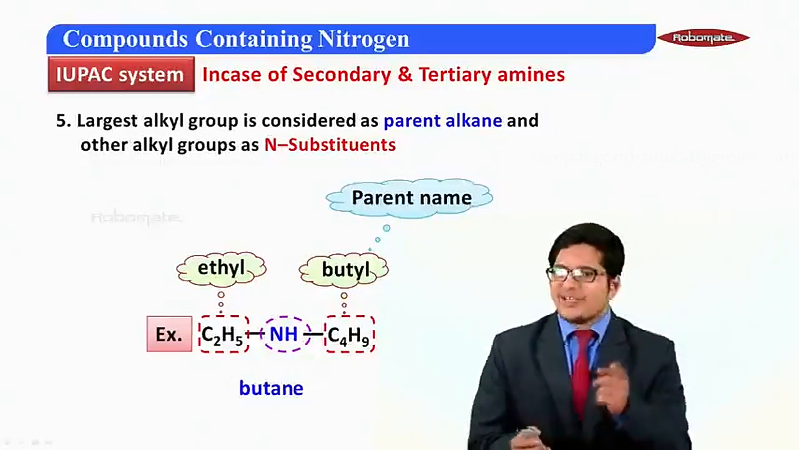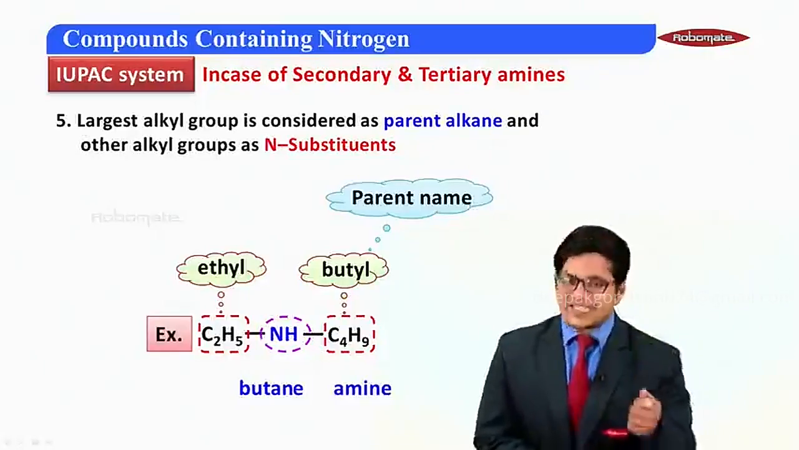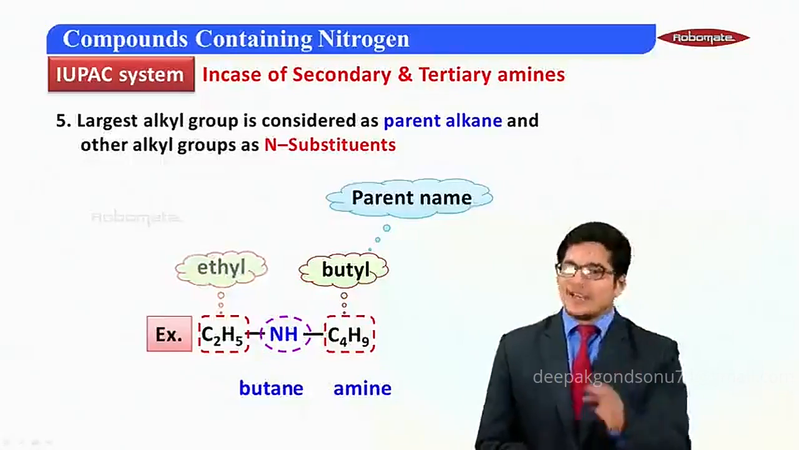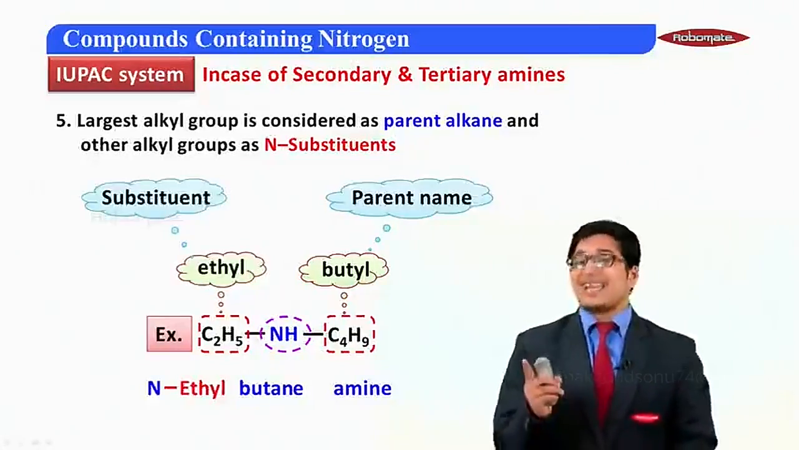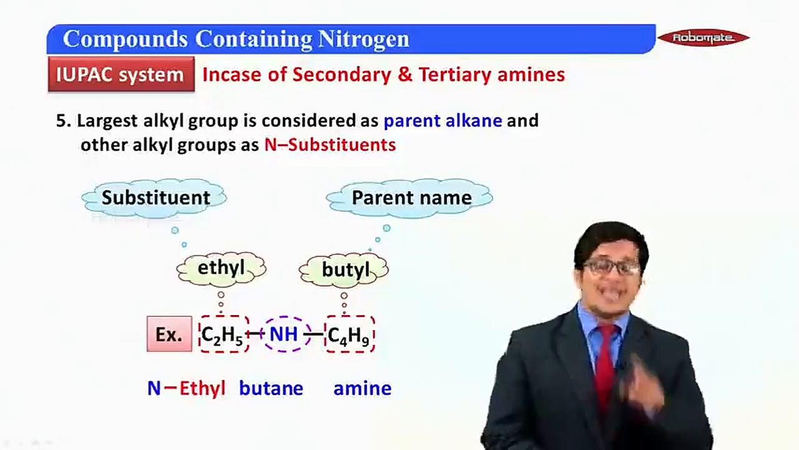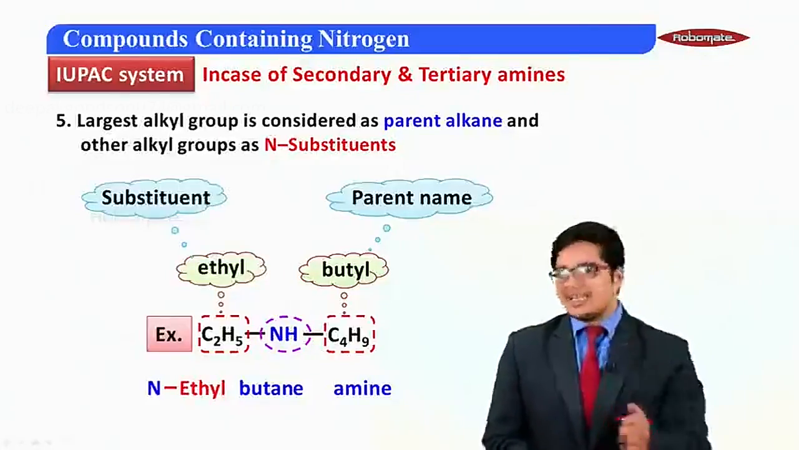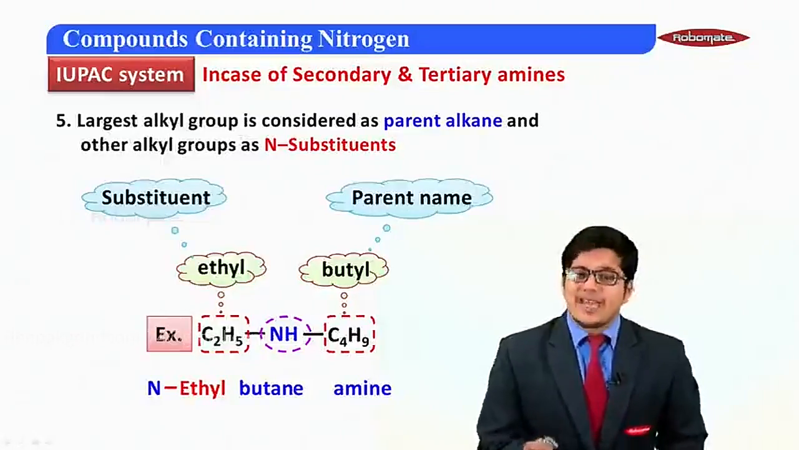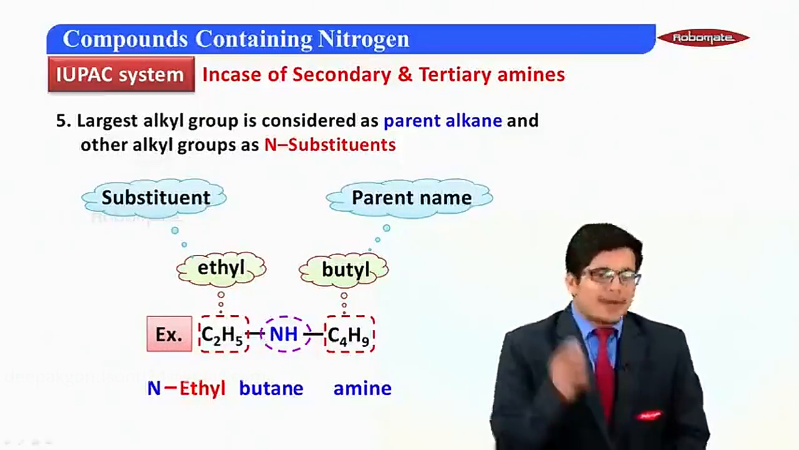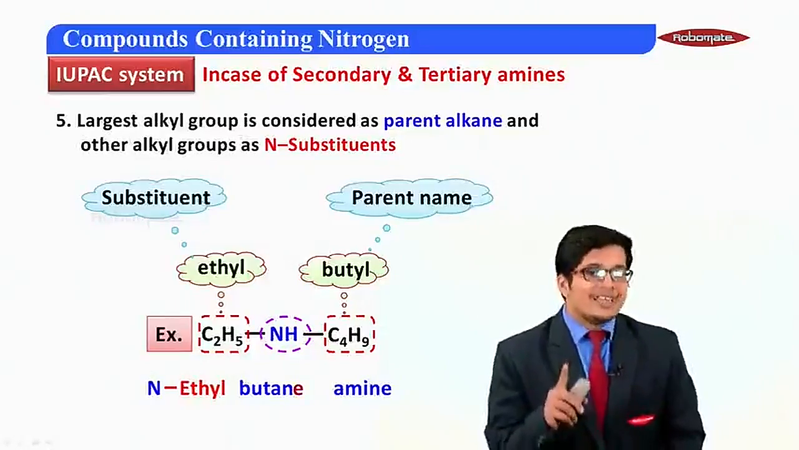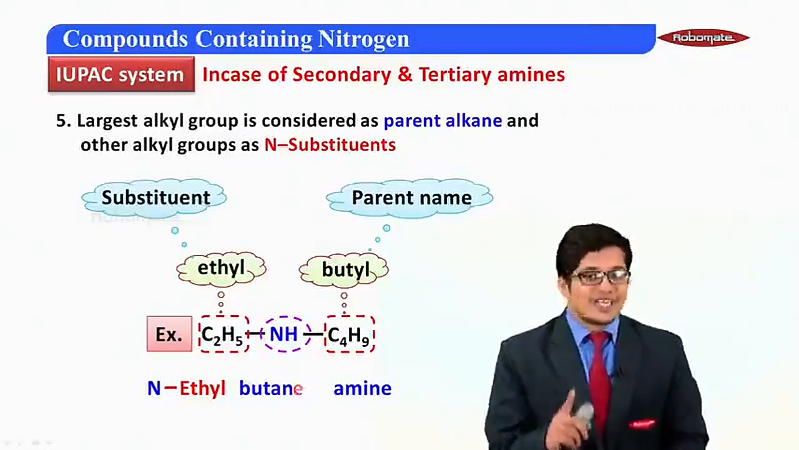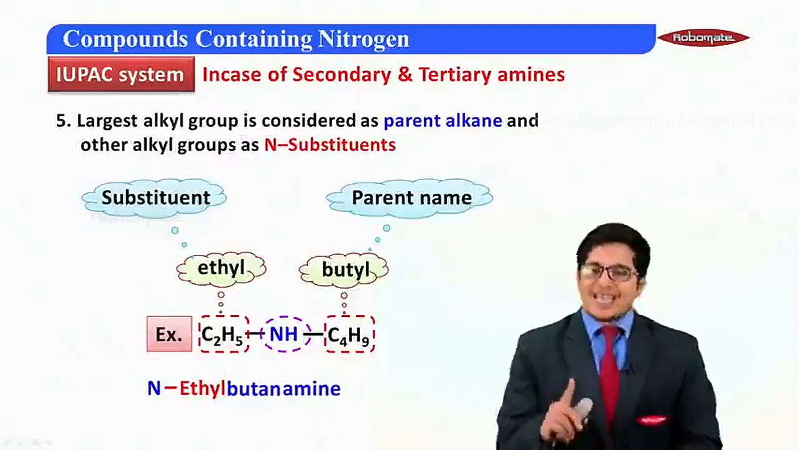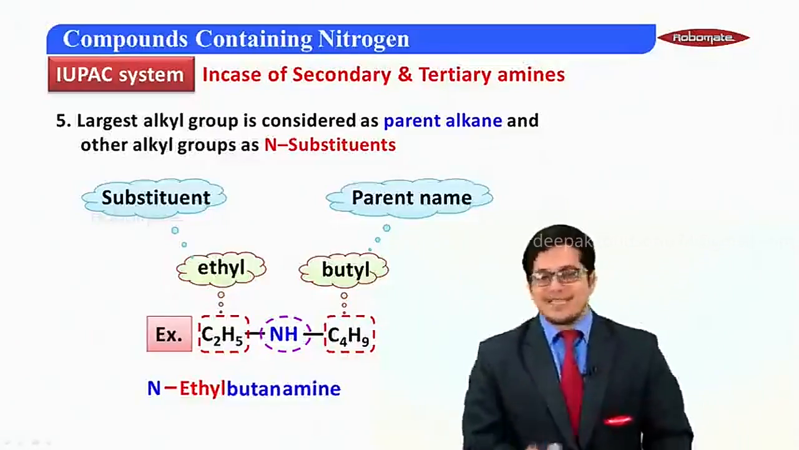But before that, do you have an amino group? Yes, so it is butanamine. You have ethyl as a substituent but as an N substituent, so it should be N-ethyl. Now if we attach everything together, what would you get? You would get N-ethyl butanamine. But remember, E should be removed, so the entire name would be N-ethyl butanamine.